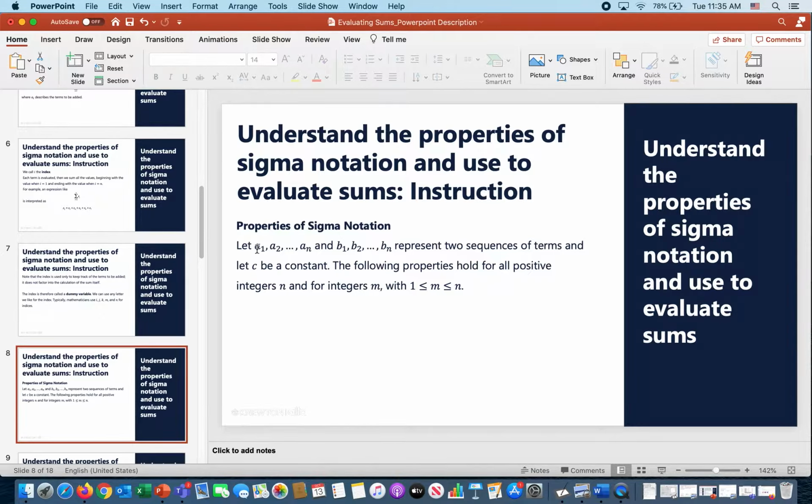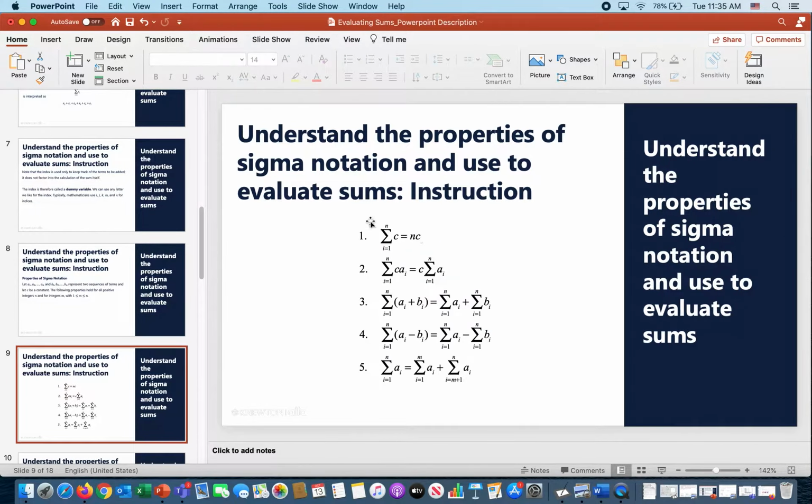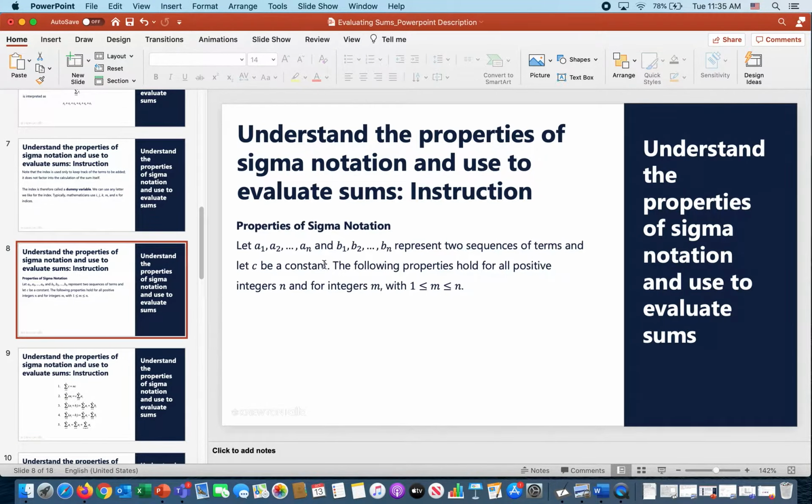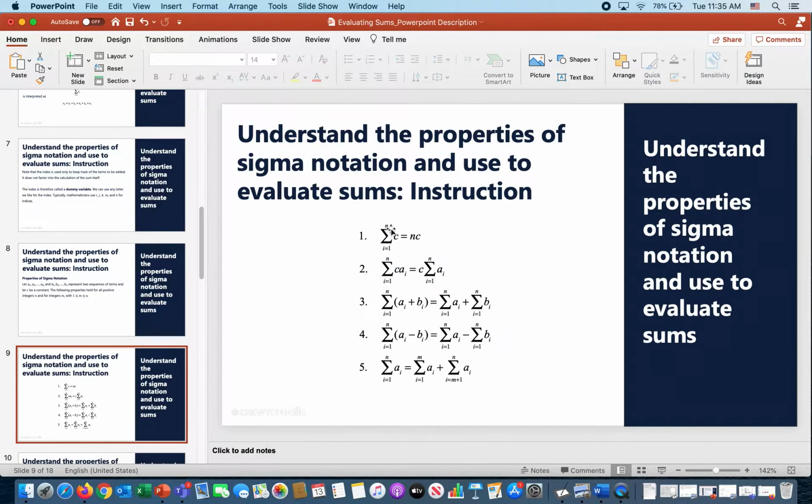If we have A1, A2, and AN, and B1, B2, Bn represent two sequences, the following properties are going to hold true. So you take a look at this, right? If you go back, C right here was a constant. So if we're trying to find the sum of a constant from the first or the ith term to the nth term, then that sum is just going to equal n, whatever this n is, times that constant. We're going to work with each of these properties as we go throughout this PowerPoint.